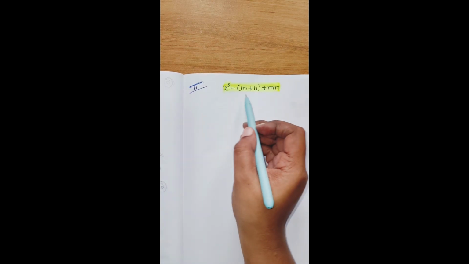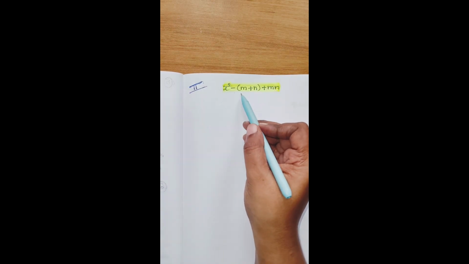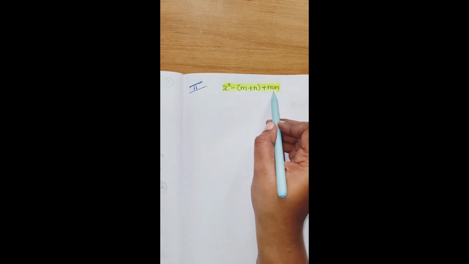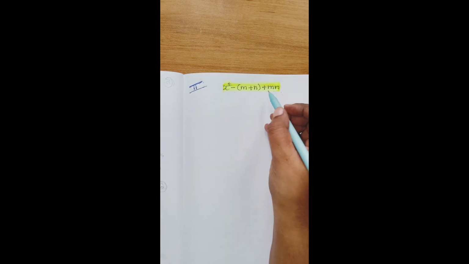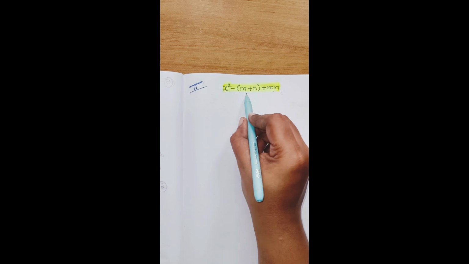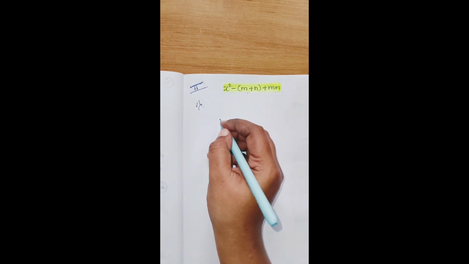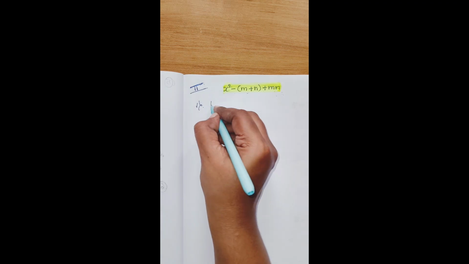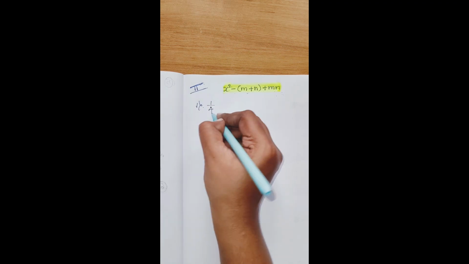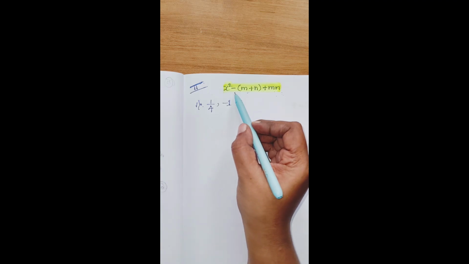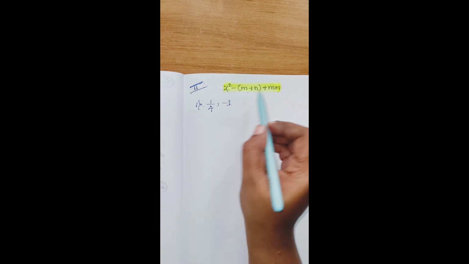Here we can observe x square minus m plus n plus mn. So this formula, or you can just take it in place of b and in place of c, they have given only two numbers. Just you need to apply. First one is 1 by 4 comma minus 1. Okay, so here whatever is there you apply.